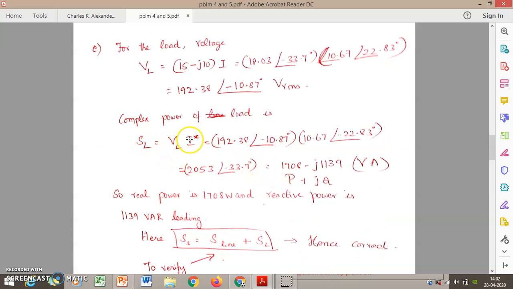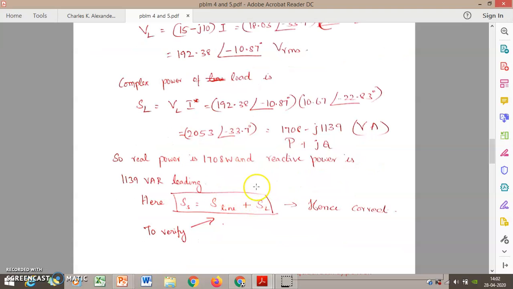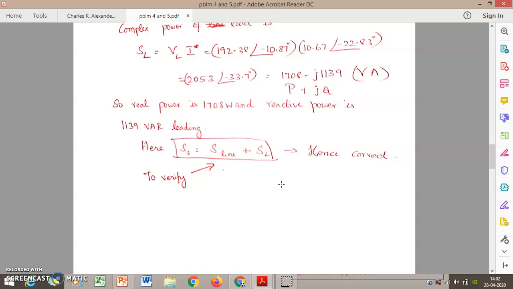SL equal to VL into I conjugate. I conjugate is the same. Substitute VL from here, and we will get the answer. Convert this polar into rectangular. We are getting 1708 minus J 1139. Here this one is P, this one is your Q. This is all about the calculation of real and reactive power from the given impedance and the voltage.